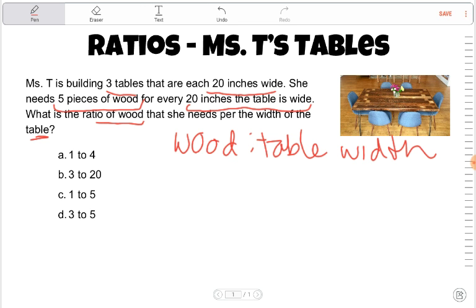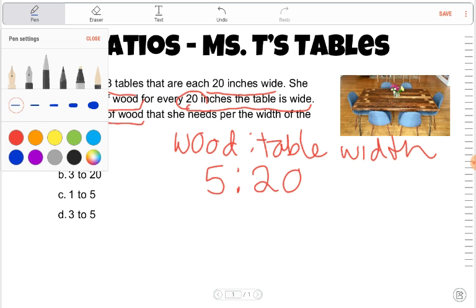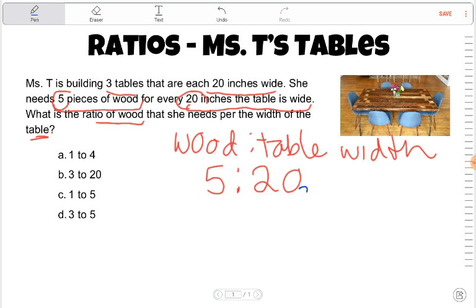It says that I need 5 pieces of wood for every 20 inches the table is wide. So I can write this down as 5 pieces of wood for every 20 inches the table is wide. And I'm not going to write my units because they're the same up above. Now, in the first sentence, it says here that I'm building 3 tables. So if I need 3 tables, I can just multiply both of these by 3, right?